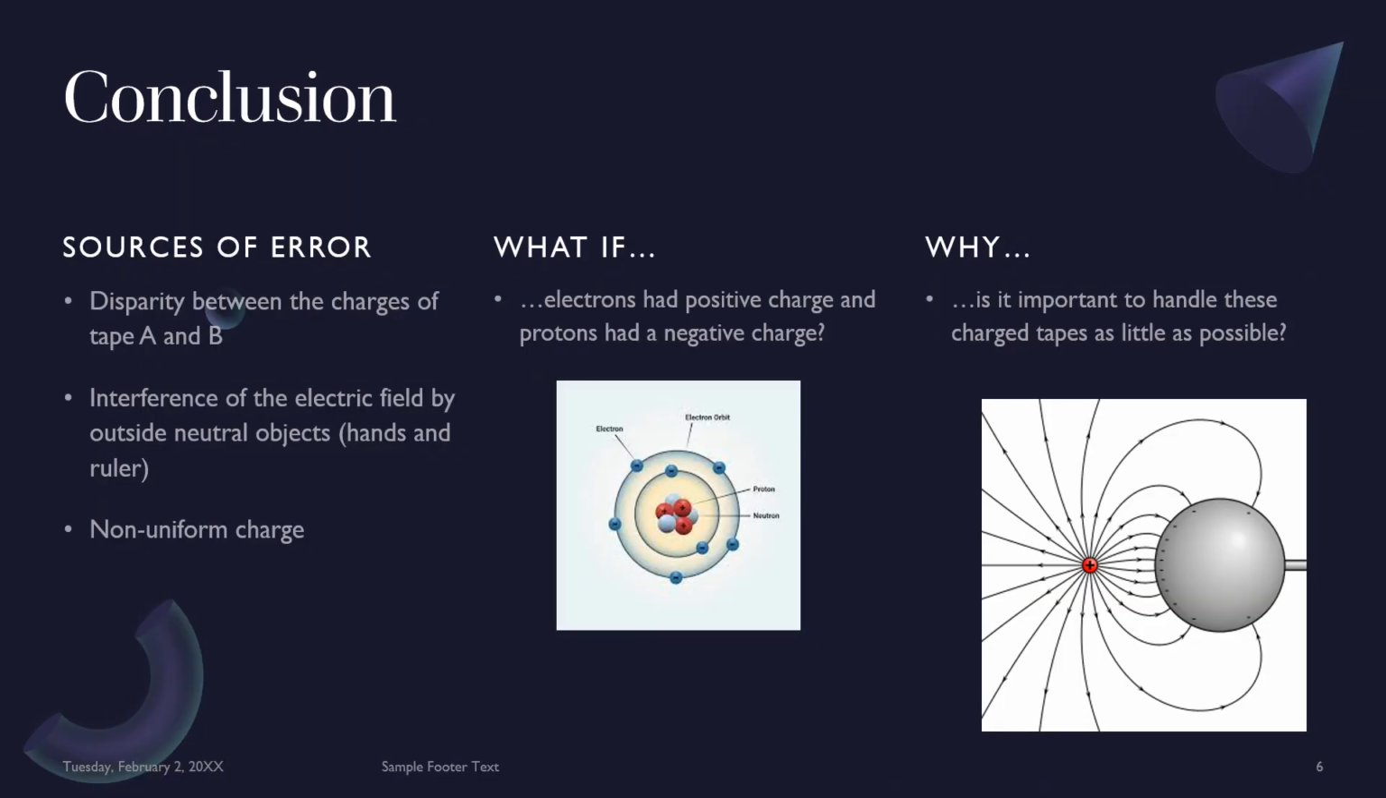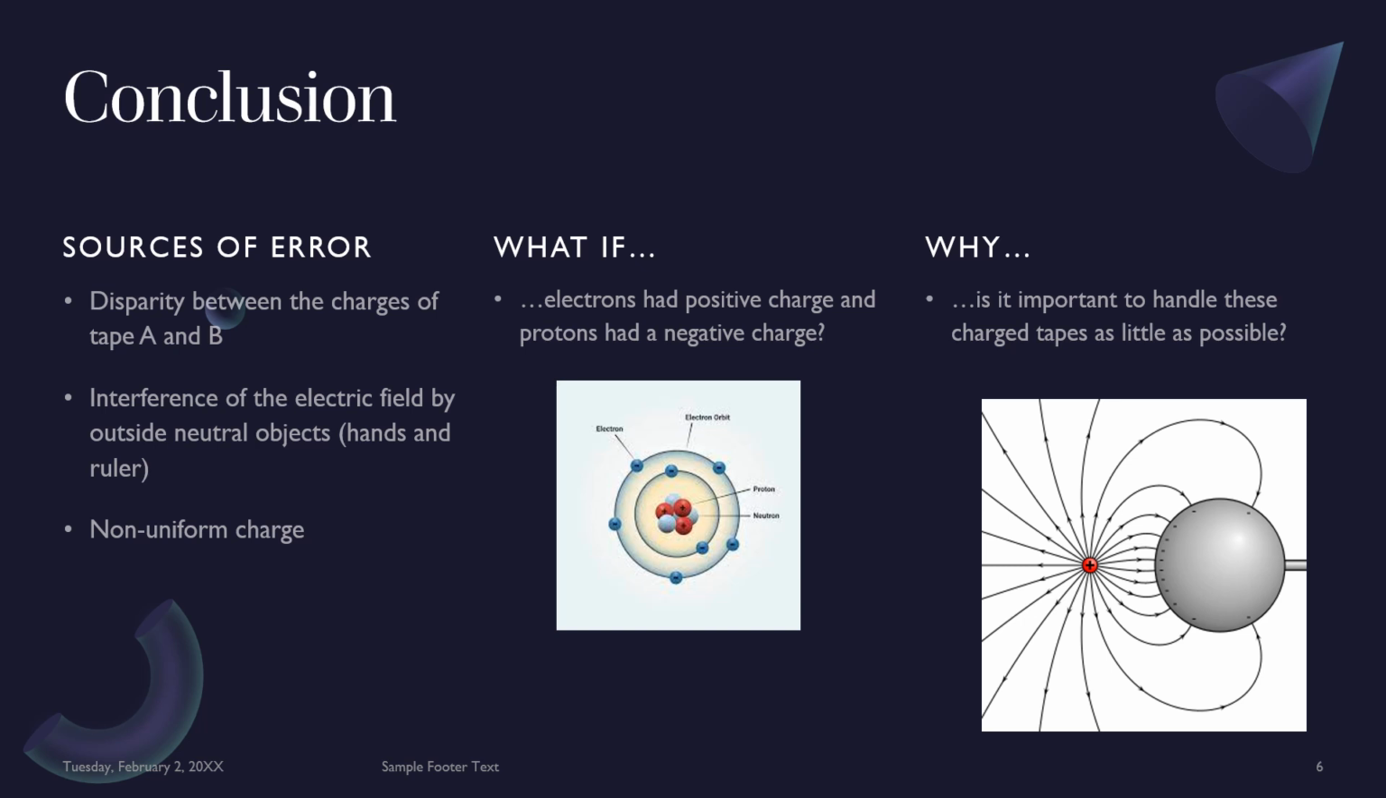Even while doing the experiment, we assume that the charge is uniform across both tapes. That might not be true. These tapes might be slightly different lengths, and they're going to be slightly different in many ways. There is also interference of the electric field by outside objects, like a neutral hand, like my hand. If a neutral object comes in contact with a charged object, it might gain back some electrons. That's why it's important to handle these charged tapes as little as possible. And finally, there's going to be a disparity of charges between tape A and B.